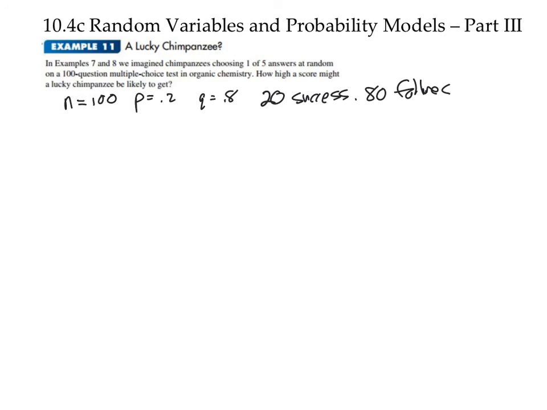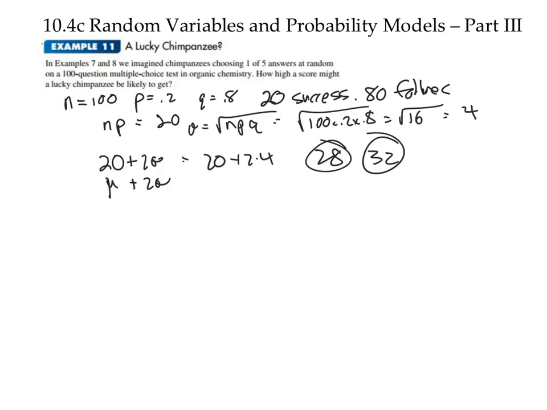Let's calculate what the mean is. Well, the mean is np, which is 20. And how about the standard deviation? Well, the standard deviation is given by sigma equals square root of npq. That's square root of 100 times 0.2 times 0.8, which is square root of 16, or 4.